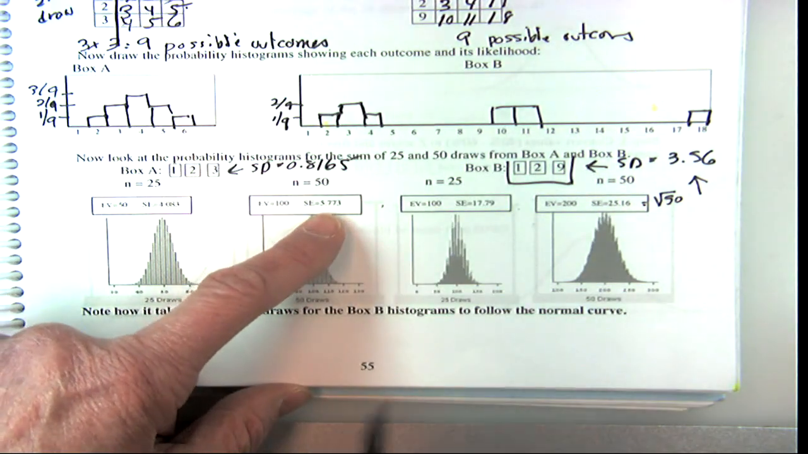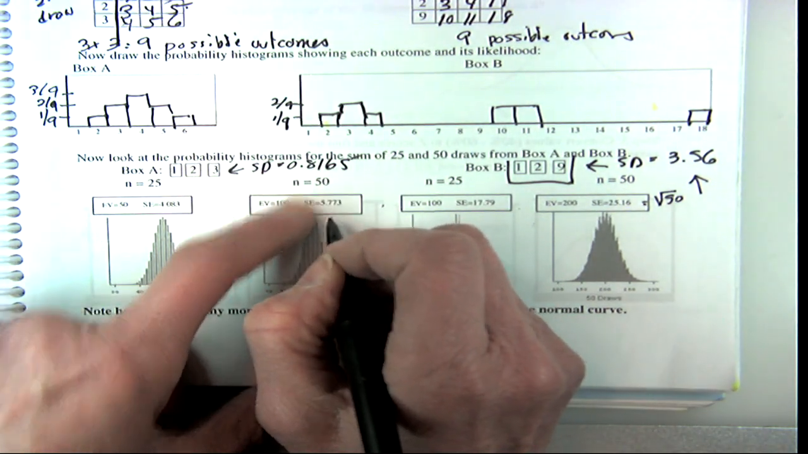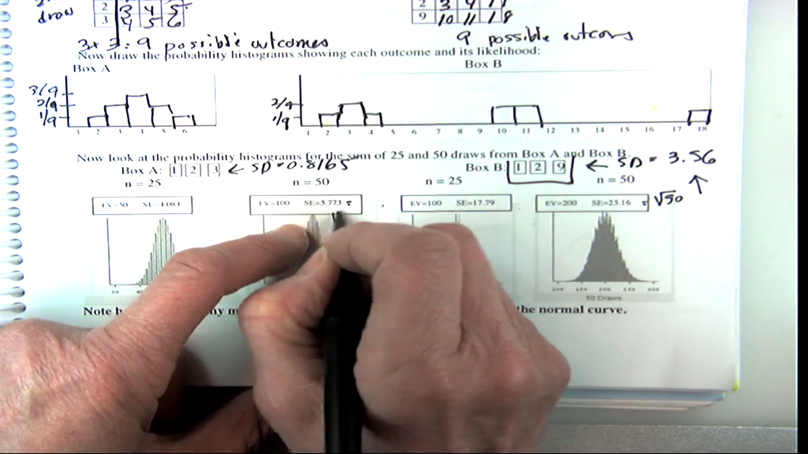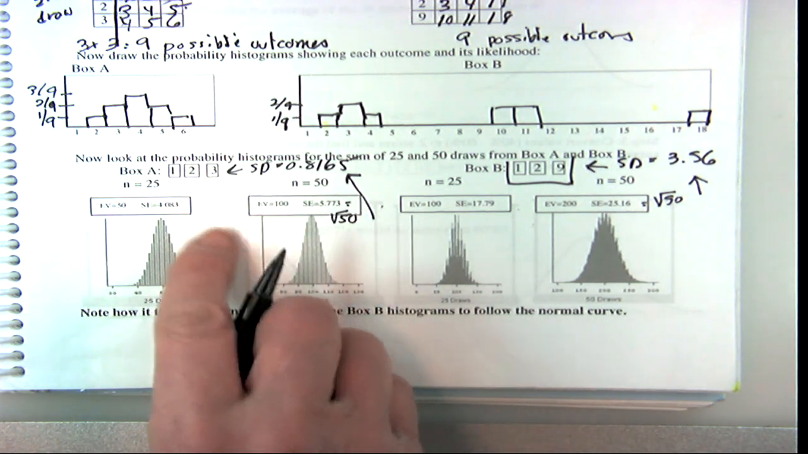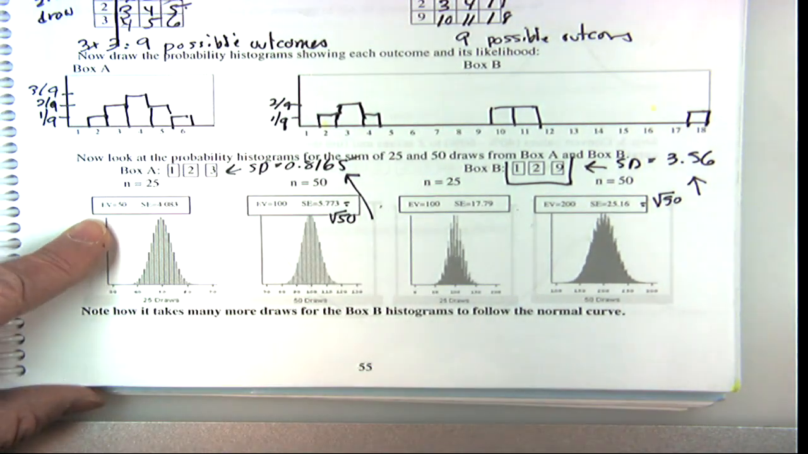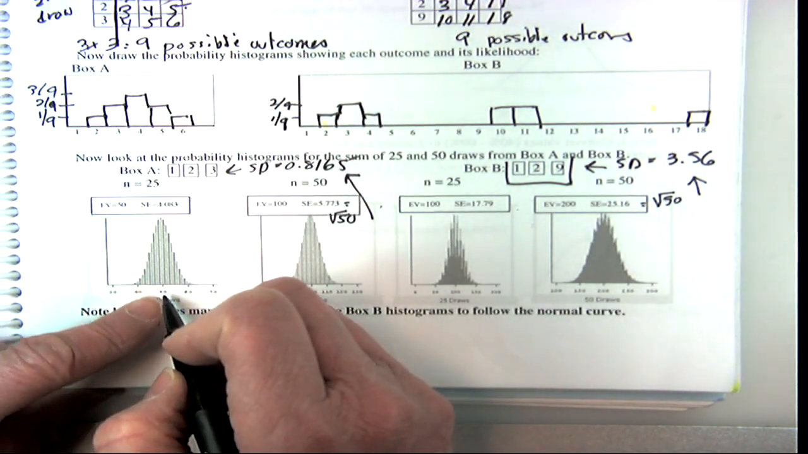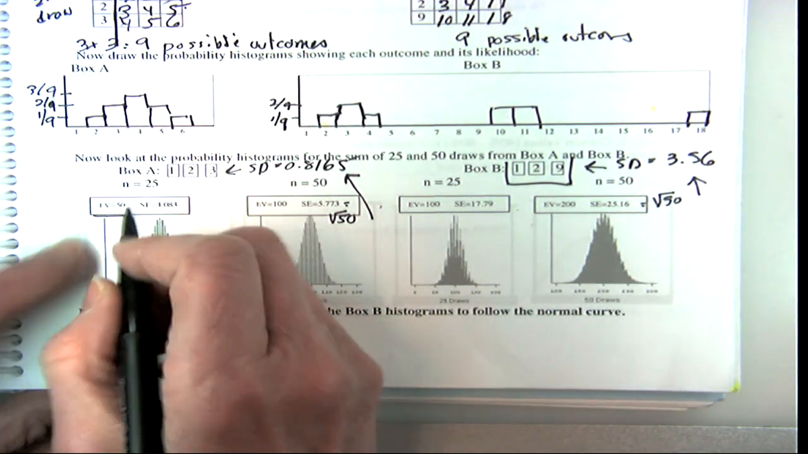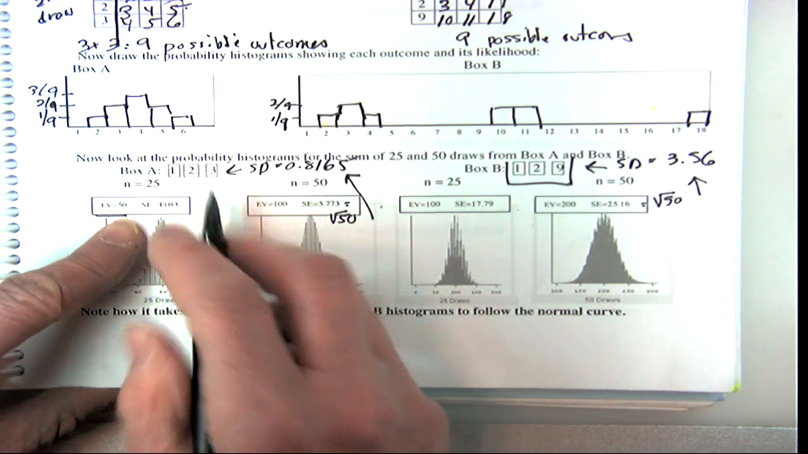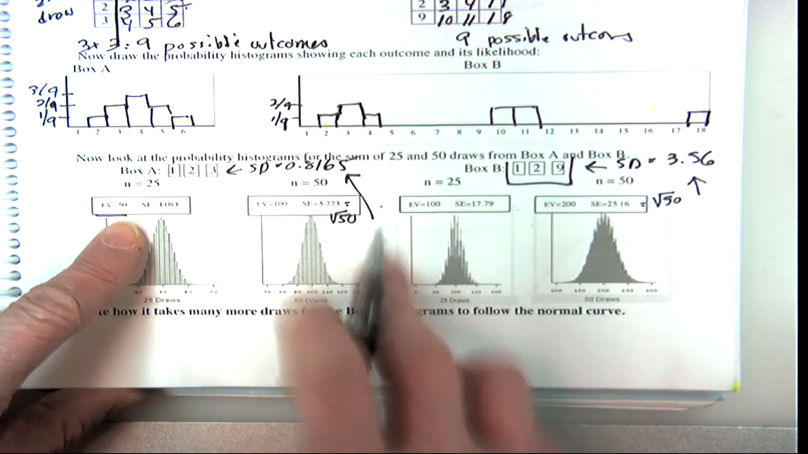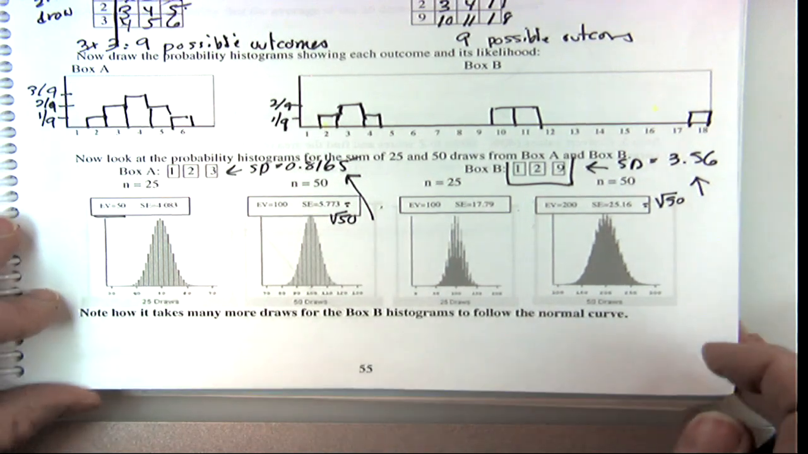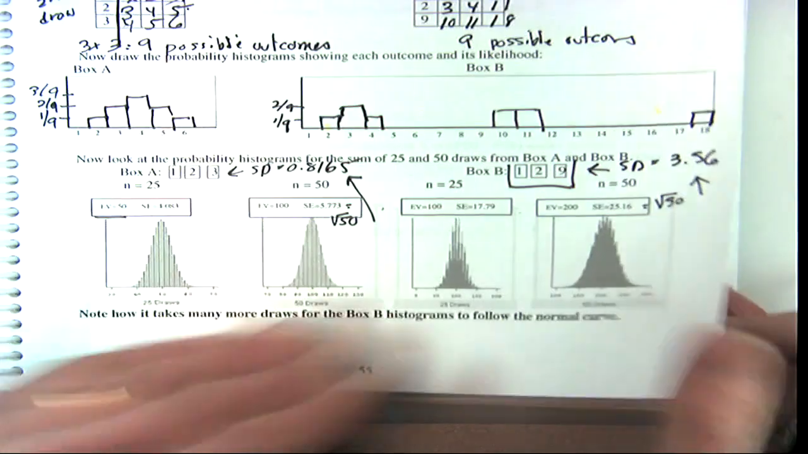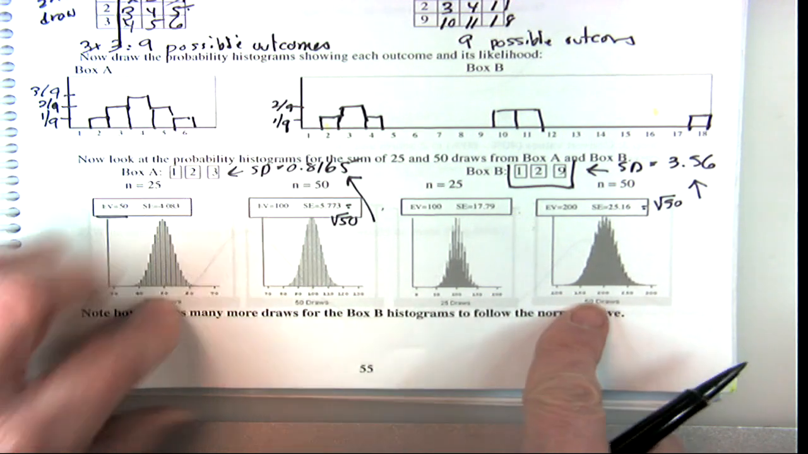If you have 50 draws, notice how this standard error is the square root of 50 times that, and this will be the square root of 25, 5, times that. The standard error is the square root of n times the standard deviation. And the expected value is equal to n times the average of the box. So the expected value is 50 here: n is 25, times the average of the box, 2. So you can see how that works. Any questions on any of that? The expected value is right in the middle here, you can see.